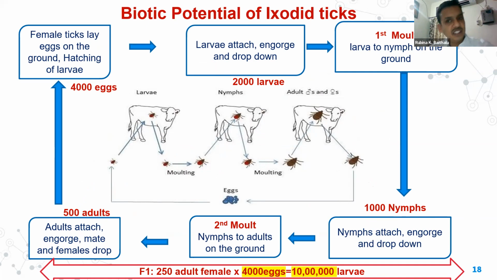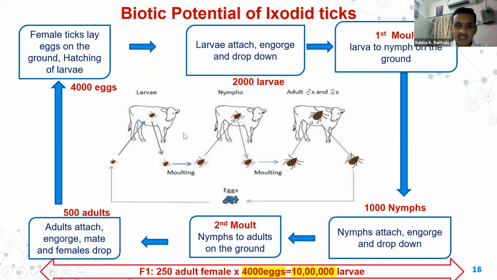Then we can go for intervention. So we should understand what their biotic potential is. Here I have given one example: the life cycle of a 3-host tick. If you take the example of a female tick, she lays eggs, and that egg hatches into larvae.